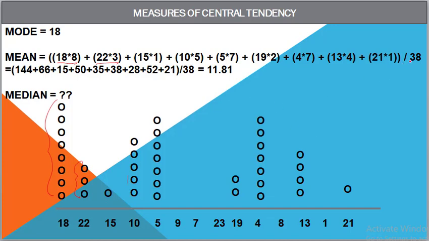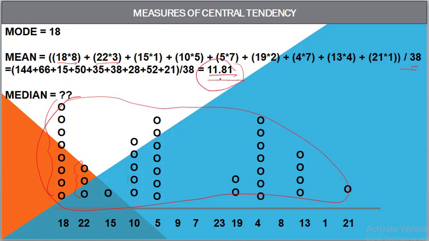And we divide by 38 because the total occurrence of all the different numbers is 38. If you sum all of these products and then divide by 38, it comes out to be 11.81. So this is the mean of this particular data set, and the mean is 11.81.